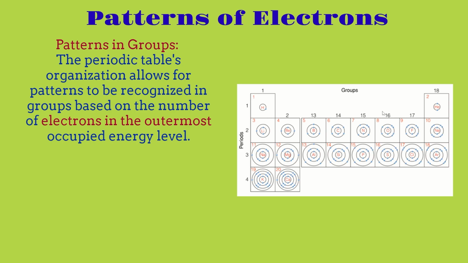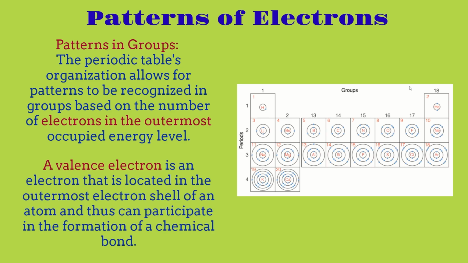So in groups, the periodic table's organization allows for patterns to be recognized in groups based on the electron in the outermost occupied energy level. So as we said in the first one, since it has 1 valence electron, we know that it's usually going to give the electron, and we know such as 17, they're most likely going to take an electron because they want that outermost shell to be filled. And for example, if we take 18, it always has a filled outer shell, so they're not going to participate in anything and they're not reactive at all.